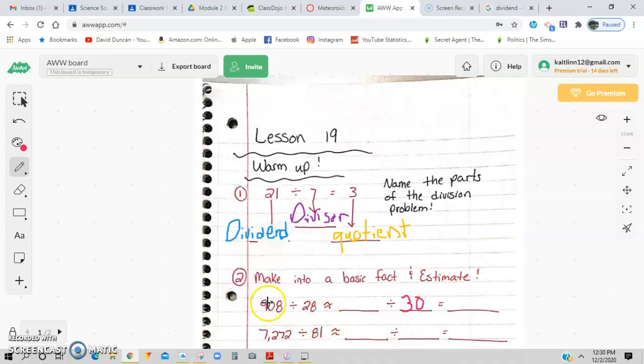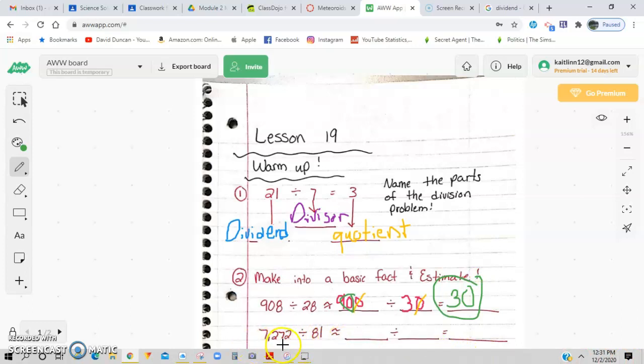What can I round this 908 into that can be easily divided by 3 or 30? Well, I know 908 is close to 900, okay? So now what I can do is cross out the zeros that they each share, one 0. So to find my quotient, 3 can go into 9 three times. There's one 0 left over in the problem, so there's going to be one 0 left over in the answer. So my quotient is going to be 30.